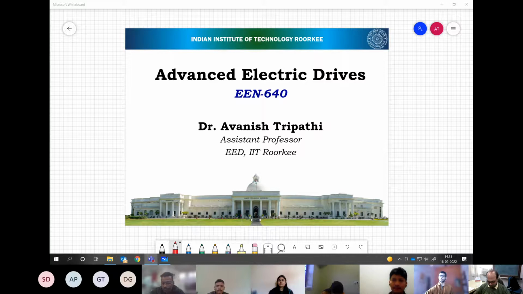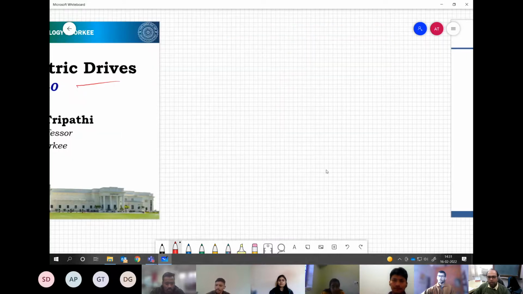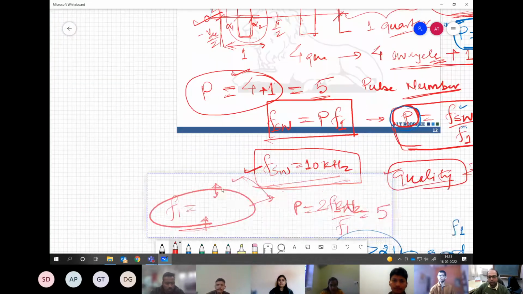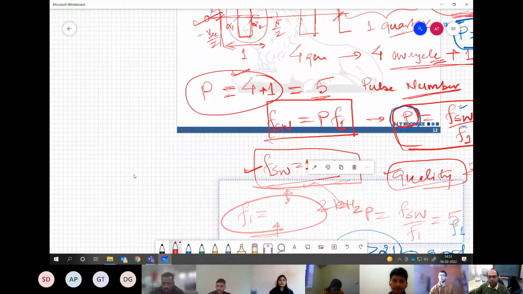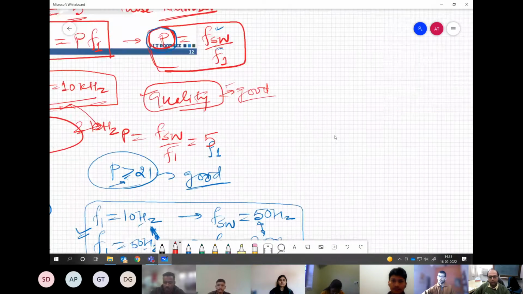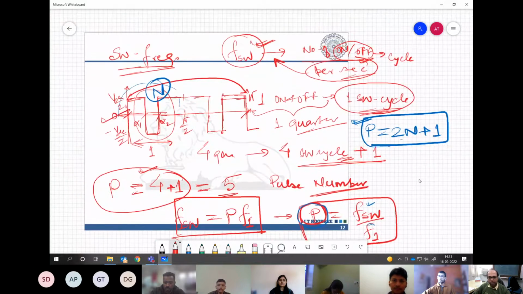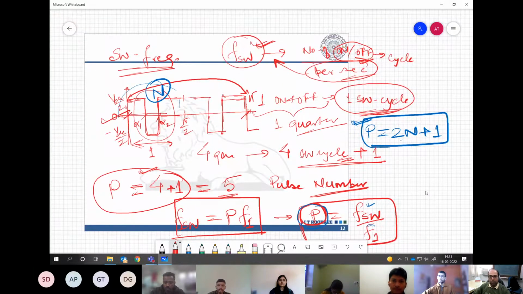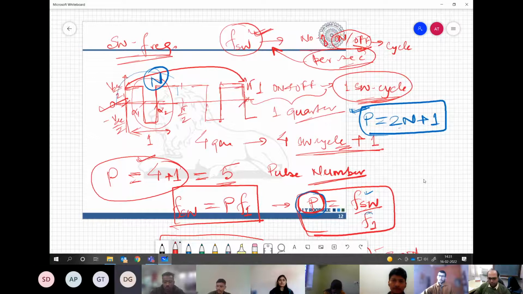Okay, so we are discussing the PWM techniques, and here we discuss in more detail how the switching is happening and what the dynamic characteristics of the IGBT are and how they affect the performance of the PWM converter. So we try to understand what switching frequency is, and with respect to fundamental frequency, if we have to generalize the switching frequency, the term pulse number could be a very good tool to understand.